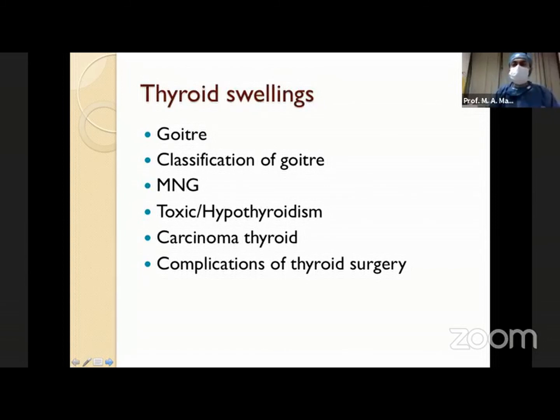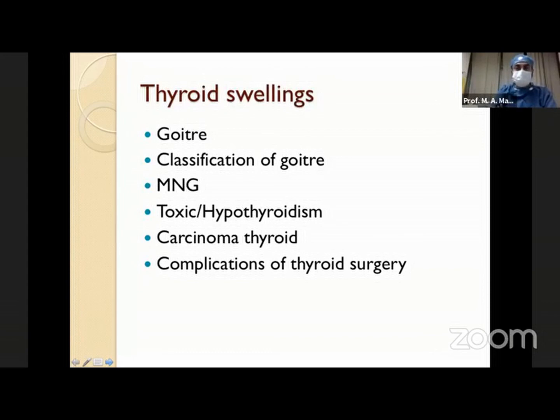For a toxic nodule or hypothyroidism, if the TSH level is very high, this is hypo. If the TSH level is low, below 0.3, this is toxic. So we have to treat accordingly, sir. If it is hypothyroid, we have to give thyroxine supplement. And if it is hyperthyroid, then we have to give carbimazole tablet and also Inderal tablet to make it euthyroid. After it is euthyroid, then you can consider the operation.